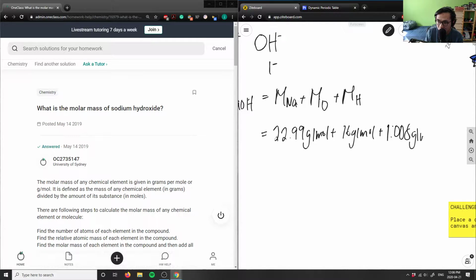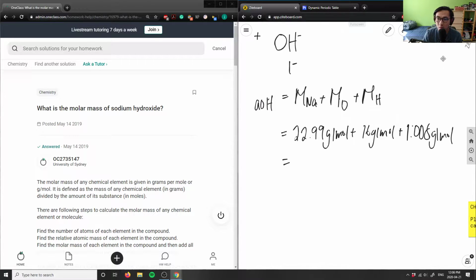1.008 grams per mole, which means we can add all of these numbers up to get our total molar mass of sodium hydroxide. So let me do that for you. 22.99 plus 16 plus 1.008 would give me a grand total of 39.998. Or you can basically say 40 grams per mole, but I'll write down 39.998 for you.